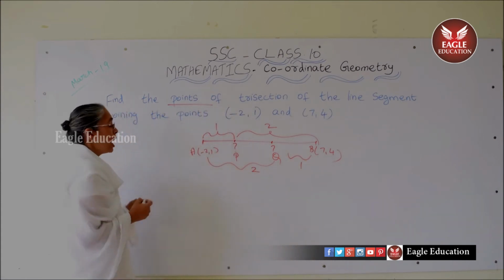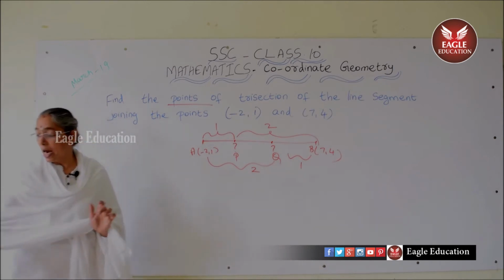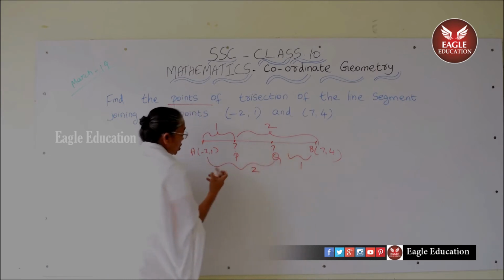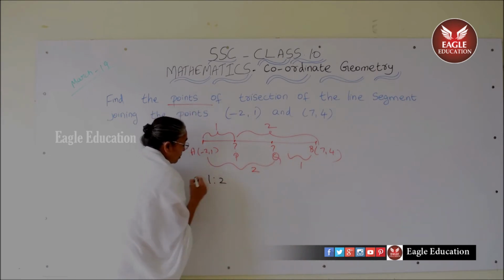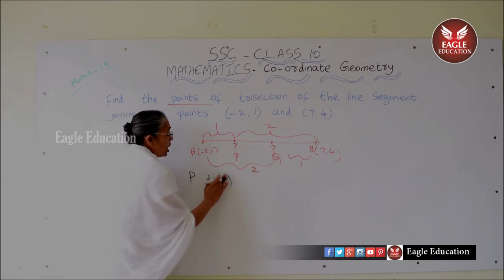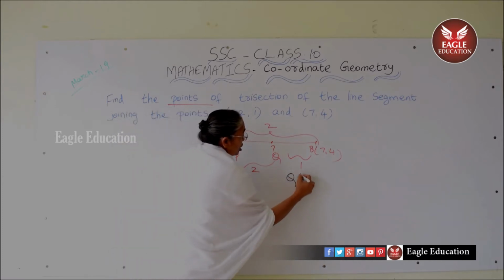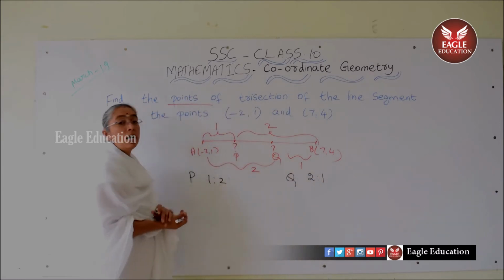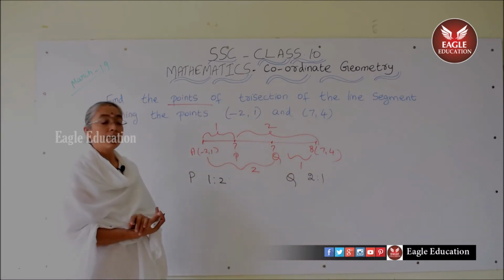So we have to find the points P and Q where P divides these 2 points in the ratio 1:2. The point P divides the line segment joining the points in the ratio 1:2 and Q divides in the ratio 2:1, right. So again we will use the section formula, that is the internal division formula.